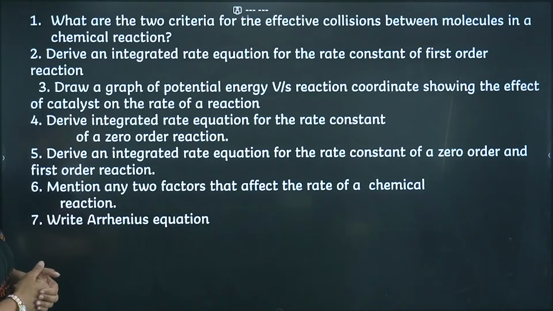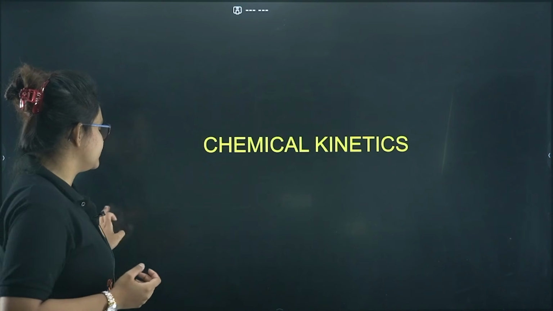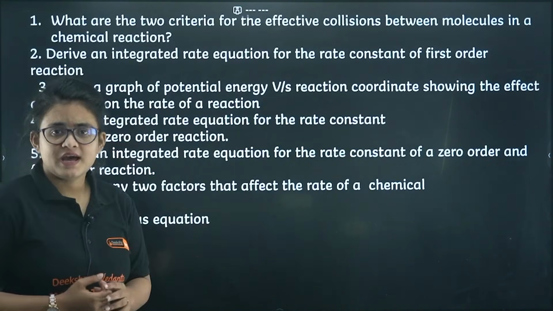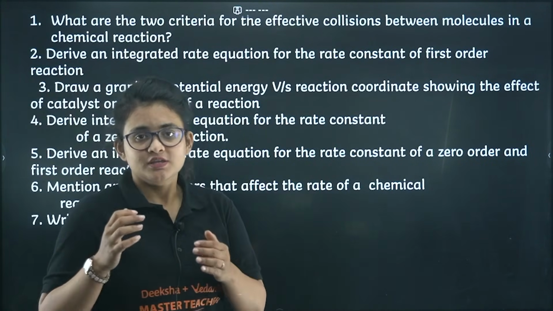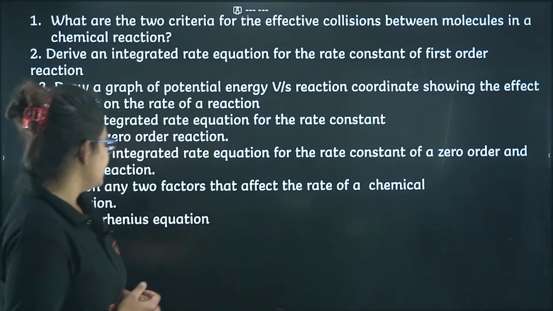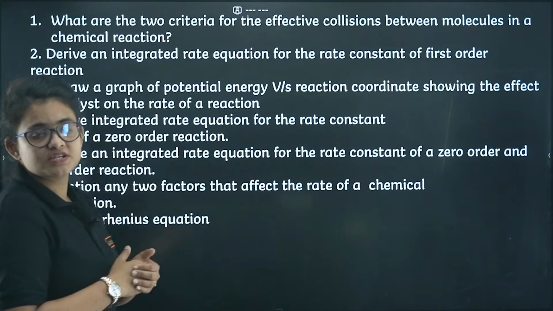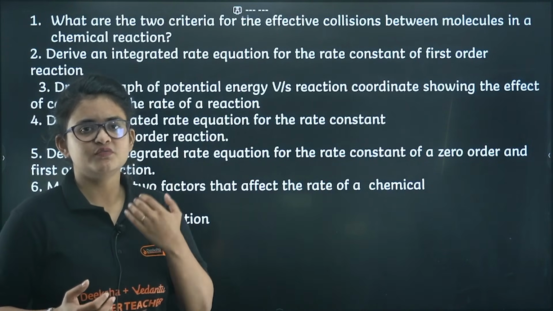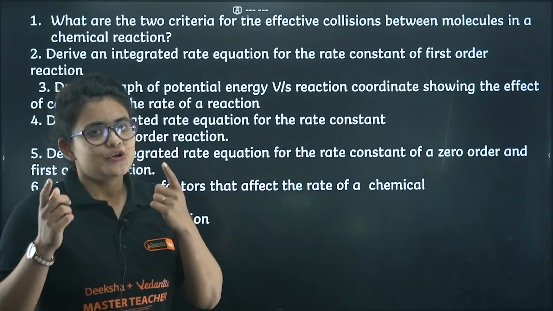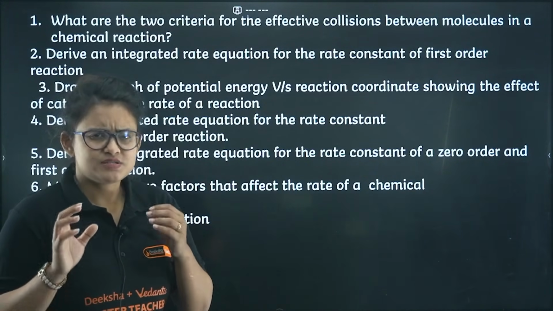As you can see, from chemical kinetics, one very direct short question is the Arrhenius equation. They ask the direct Arrhenius equation. Whenever you are writing the equation, please make sure you are mentioning the abbreviations. Another thing I wanted to tell: for the zero order and first order reactions, where the derivation comes, you have to derive the entire thing. It comes for 3 marks and make sure you get the full marks, because it's something that every student attempts and it's very easy.